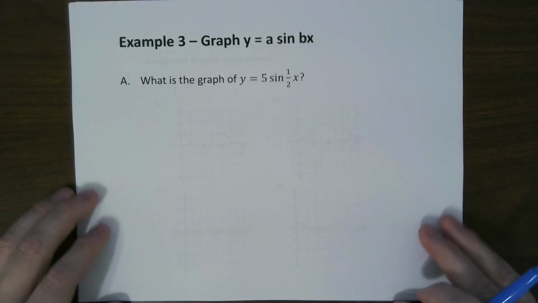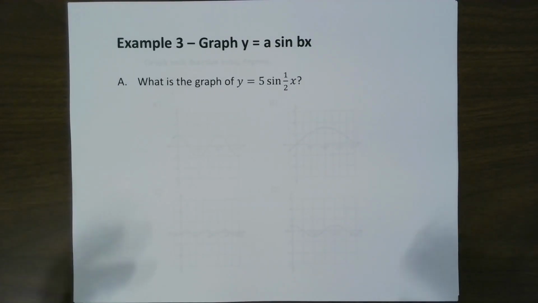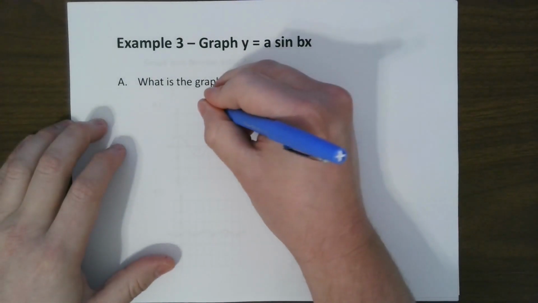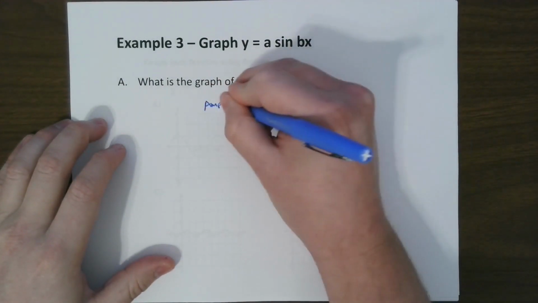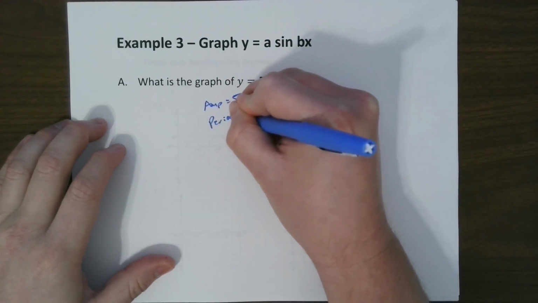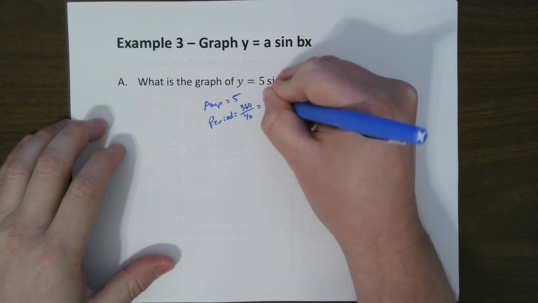Okay, how do we graph a sine function? Well, we could go into a lot of detail, but I'm just going to teach you the nitty-gritty way of doing it. First thing you got to do is find the amplitude. The amp is 5. Next thing you got to do is find the period, which is 360 divided by 1/2, which is 720.